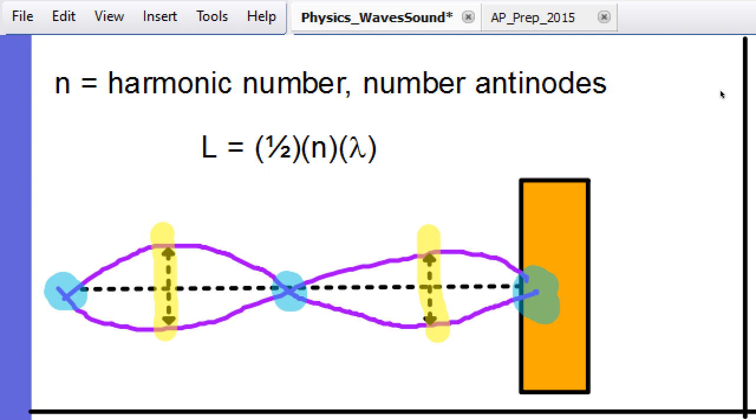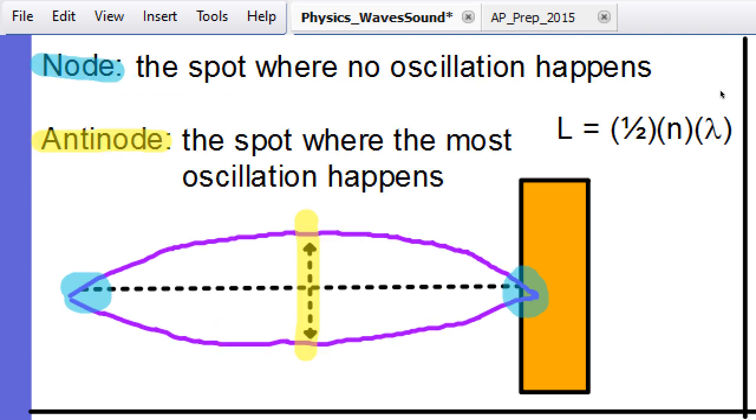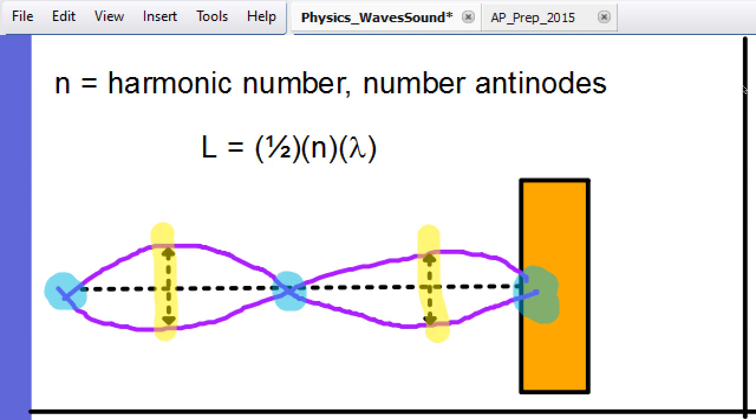So since this is the same string as before, but the n has gone up, that means the wavelength of this wave has gone down. They are two different standing wave patterns on the same string.